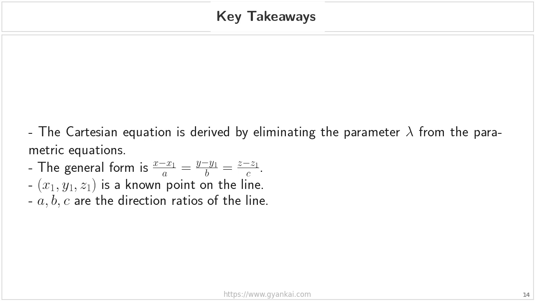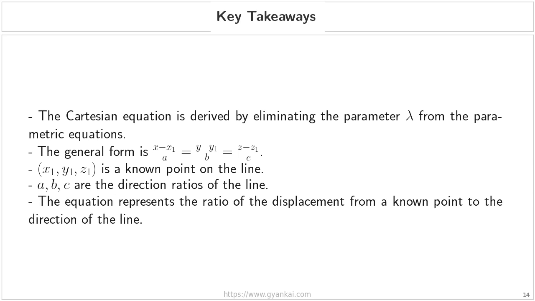Finally, try to keep this conceptual intuition in mind. The equation essentially represents the ratio of the displacement from our known point to the direction of the line. It's a way of saying that the change in each coordinate must be proportional to its corresponding direction ratio.